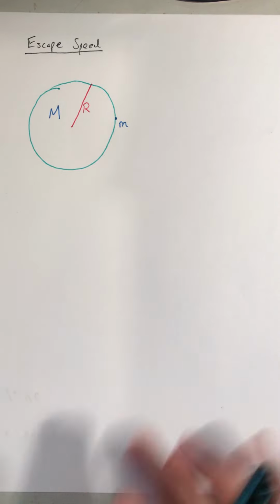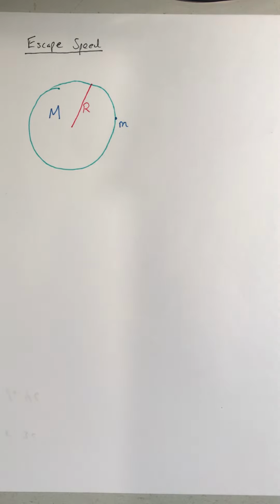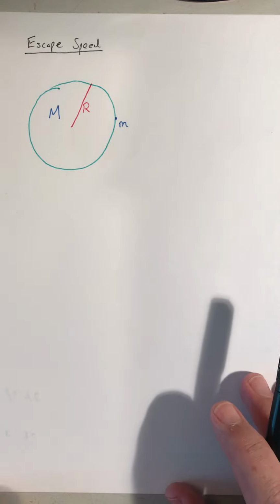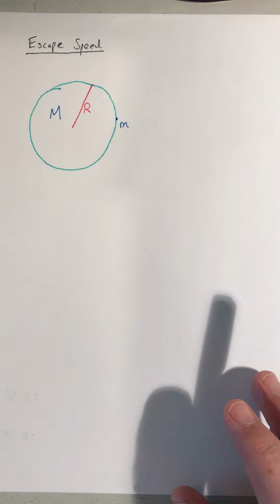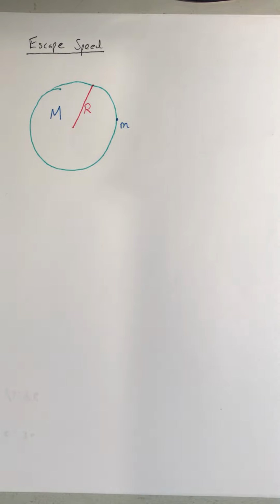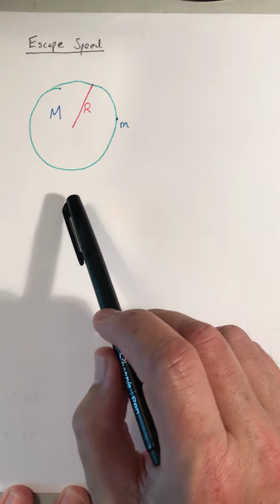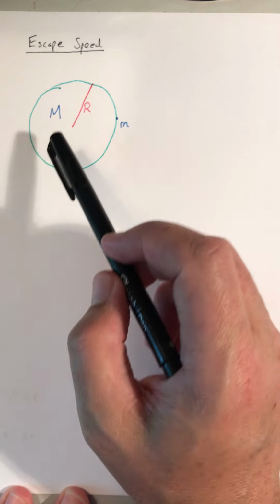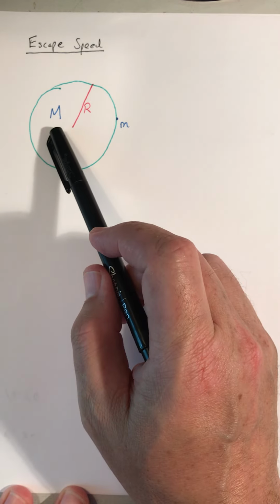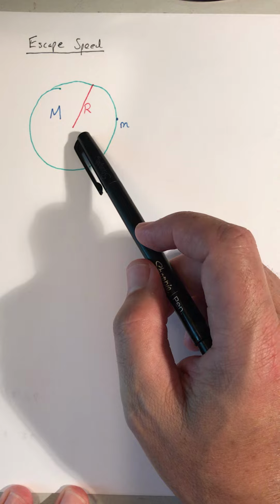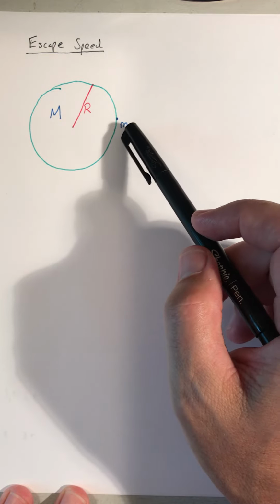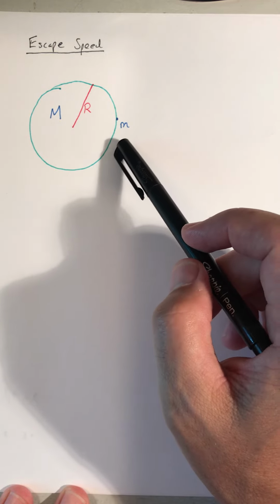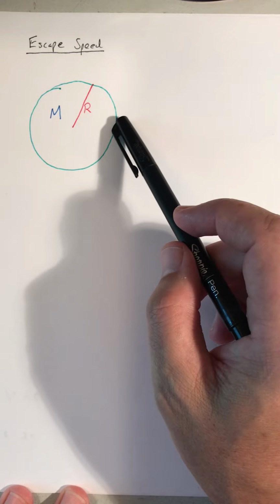Alright, we're going to talk about escape speed and derive the relationship for it, and then work out a couple examples to get comfortable with the calculations. The basic idea of escape speed is I have some gravitating object, so say it's a planet with a mass capital M, a radius capital R, and I have some little object with a mass little m sitting on its surface.